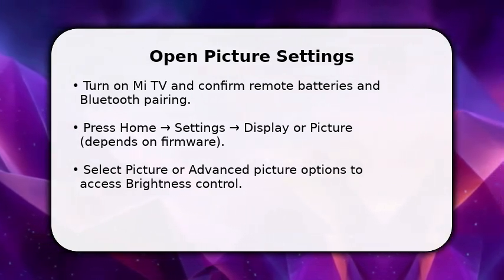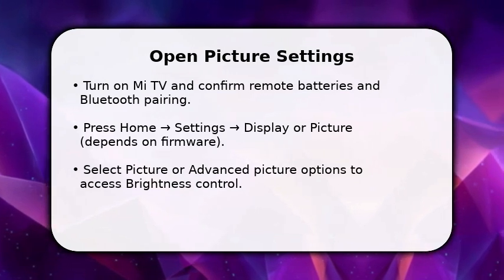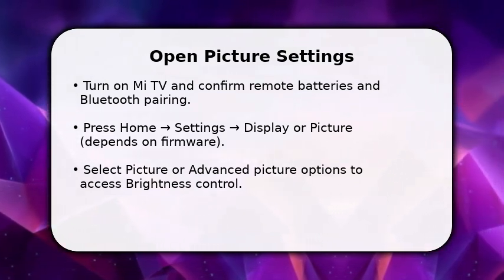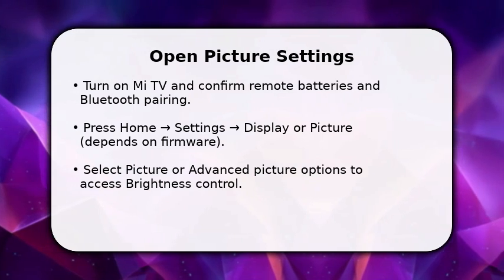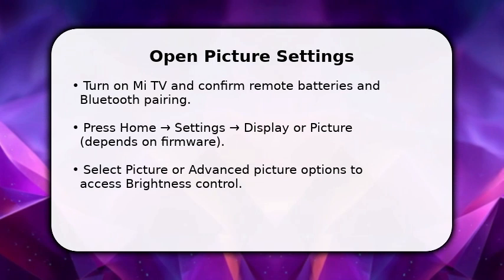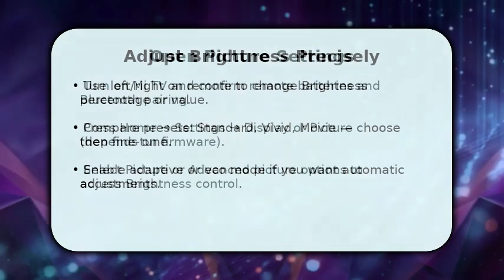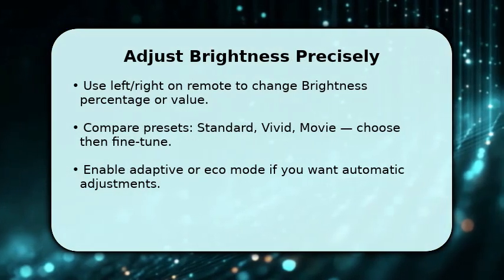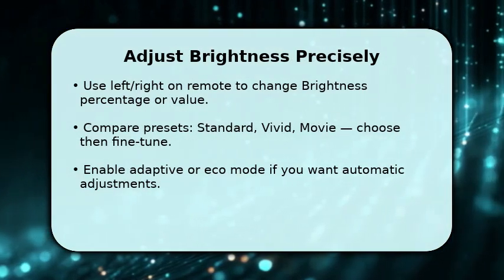Make sure ambient light is typical for your room, so adjustments match normal viewing. Once you see brightness, you're ready to change levels precisely rather than guessing with the remote alone. Now you adjust the brightness using the remote's left and right buttons. This moves the value in percent or numeric steps so you can be exact.